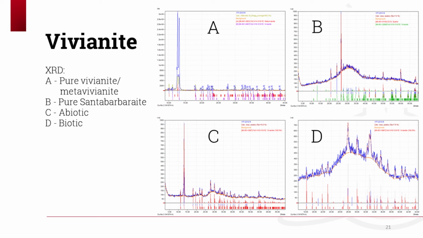Graphic C shows some degree of amorphism, but the vivianite peaks are strong and easily identifiable in the abiotic sample. However, graphic D, the biotic sample, is highly amorphous and shows a good similarity to the Santabarbaraite, corroborating the idea that the microorganism induced the formation of Santabarbaraite as the bioprecipitate, instead of schwarzmannite.